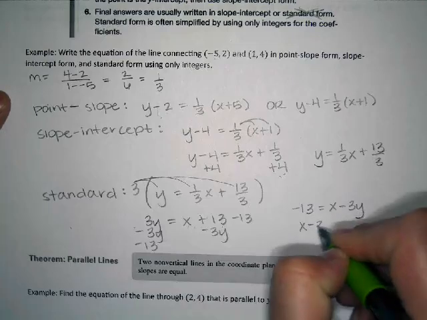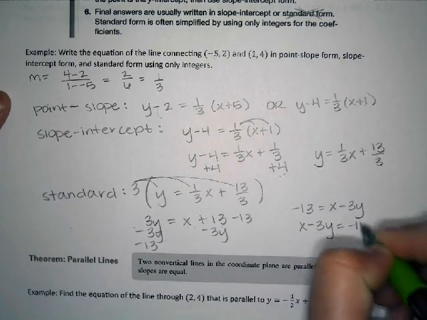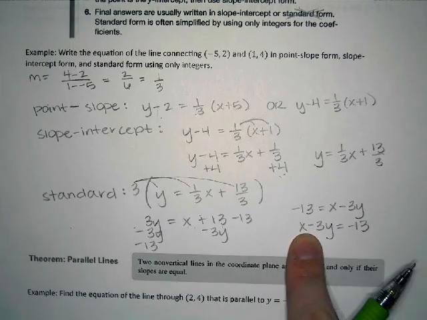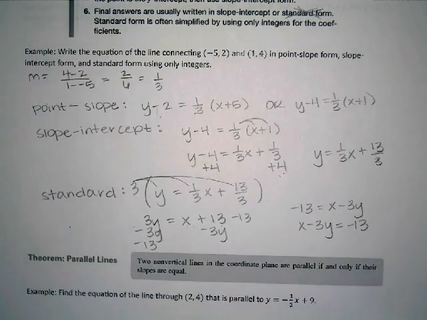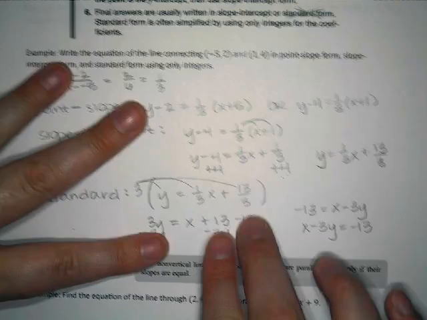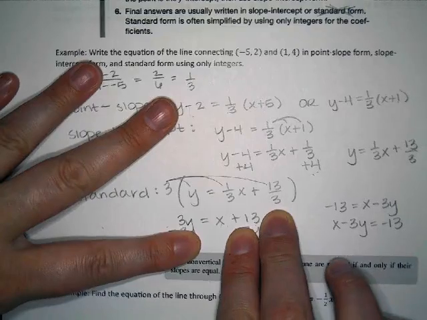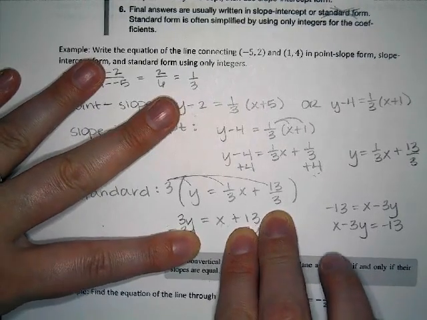So this is more proper because the x term is positive. You could have subtracted the x over here, but then your x term would have been negative and it wouldn't have quite been standard form. Would have been close, but not quite.